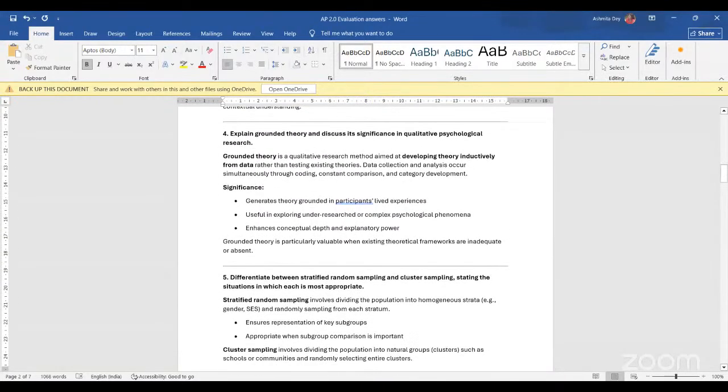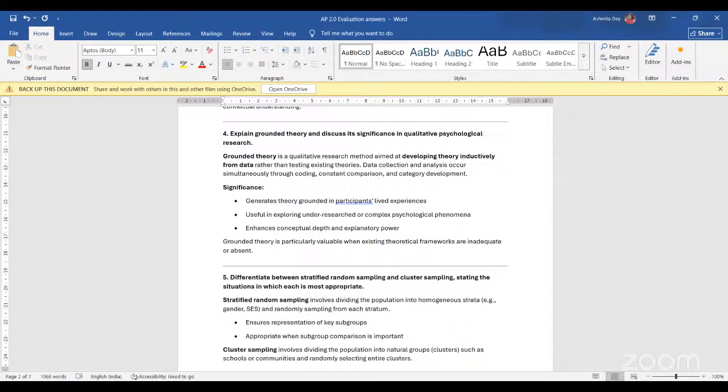Moving on, we have: explain grounded theory and discuss its significance in qualitative psychological research. So this answer, more or less, everybody got correct. Grounded theory is a qualitative research method aimed at developing theory inductively from data rather than testing existing theories. Data collection and analysis occur simultaneously through coding, constant comparison, and category development. If you remember, Shumana ma'am talked about memos and thematic analysis coding in grounded theory. So that is what this question is asking you about. So the significance is that it generates a theory grounded in participants' lived experiences.